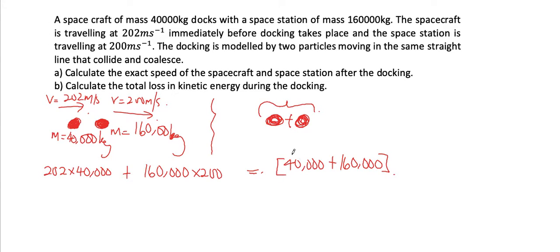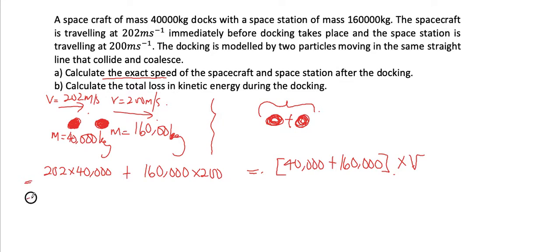When they coalesce, both become one, so you need to add the mass of the spacecraft and the space station and then multiply by the velocity. We calculate the exact velocity of the spacecraft and space station after docking. Once they dock, they move together in the same direction. Now let's do this: 202 times 40,000 and 160,000 times 200.